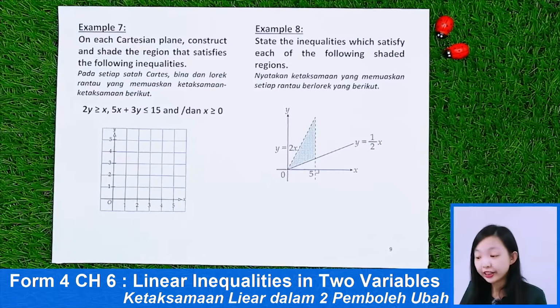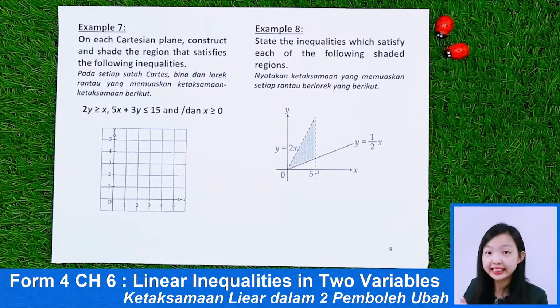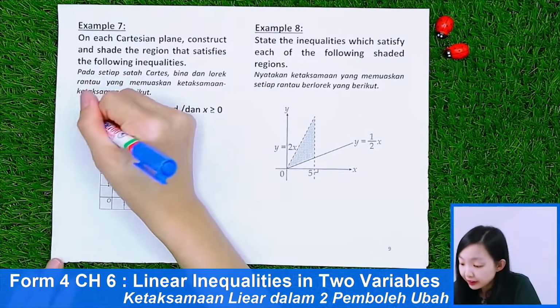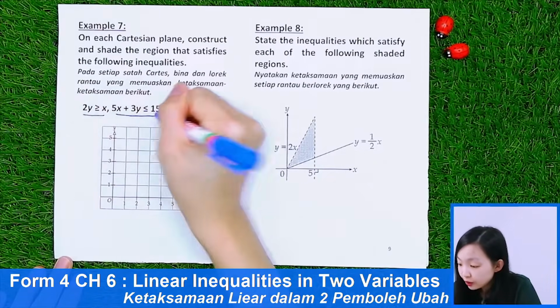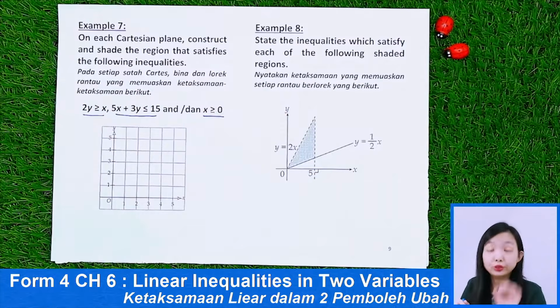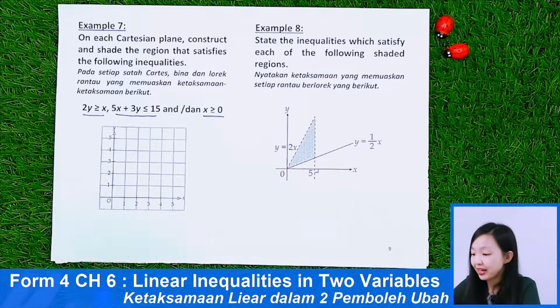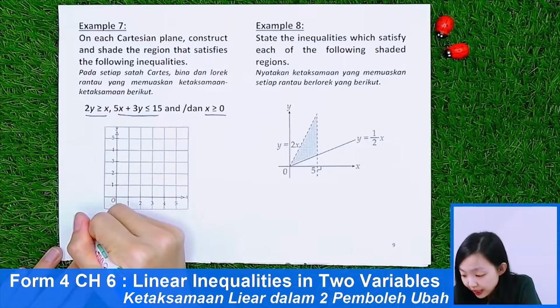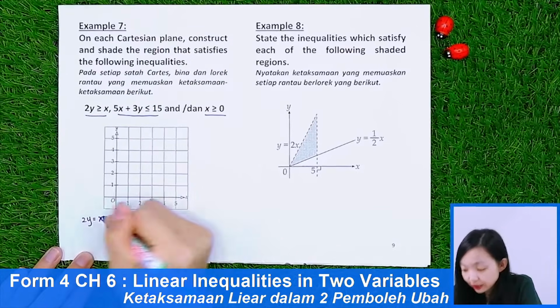Example 7. On each Cartesian plane, construct and shade the region that satisfies the following inequality. Just now, we just needed to draw one linear inequality, then shade the region. Now how many do we have? 1, 2, 3. We have to draw 3 inequalities, then shade the region. Okay? 2y is greater than x. So how can we draw? 2y is equals to x.